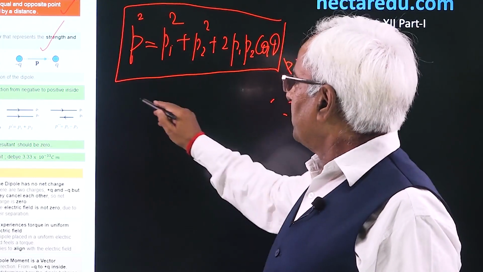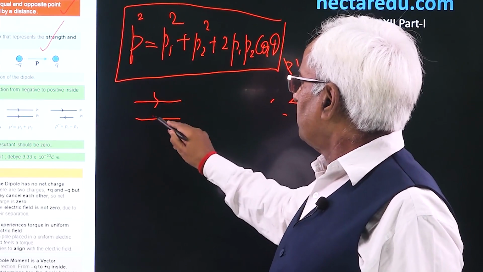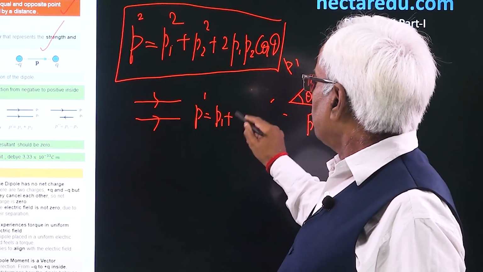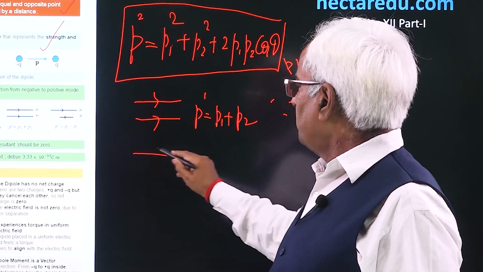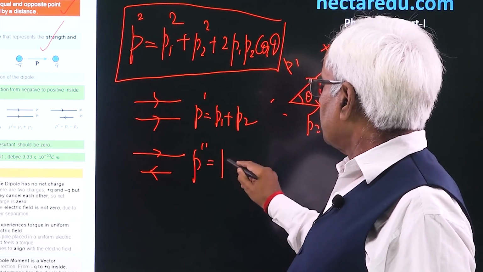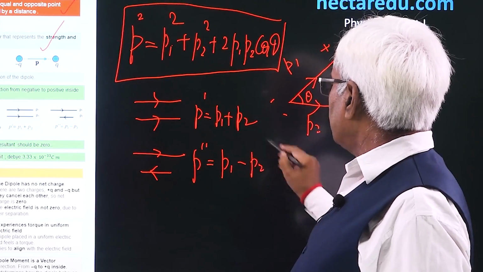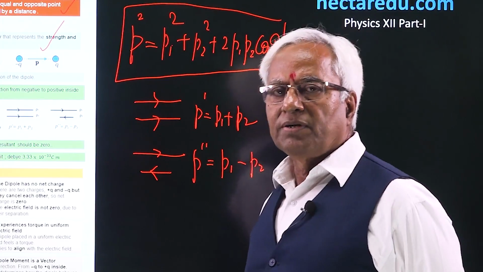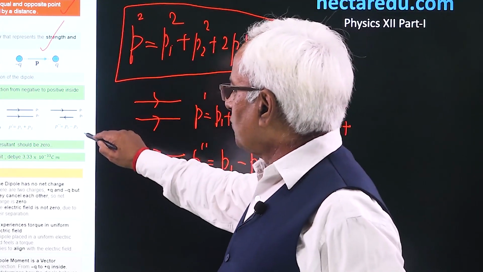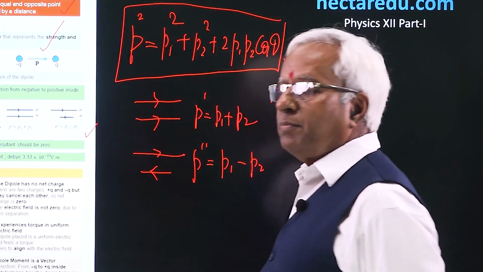It's very simple. When both are parallel, we'll simply combine them. In that case, the resultant is going to be P1 plus P2. And suppose they are in opposite directions, obviously the resultant is going to be the difference of the two, the bigger one minus the smaller one. These are the ways to find the net dipole moment.